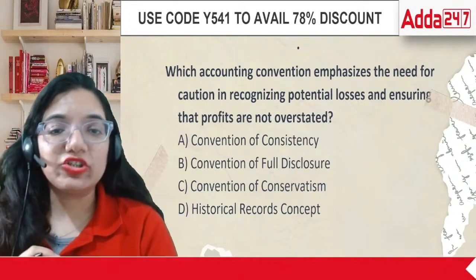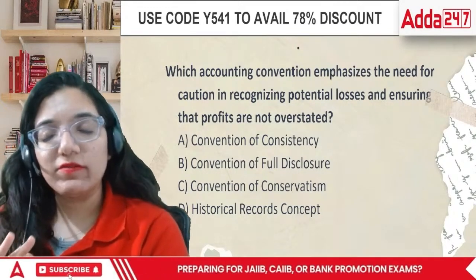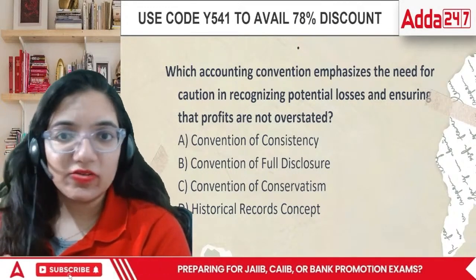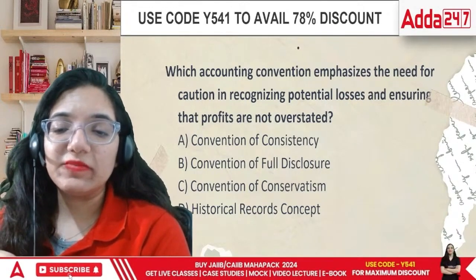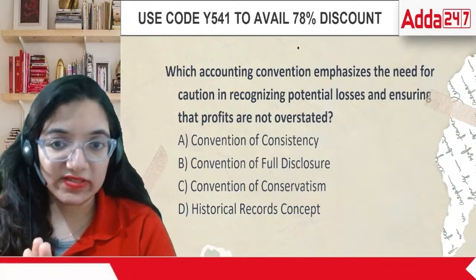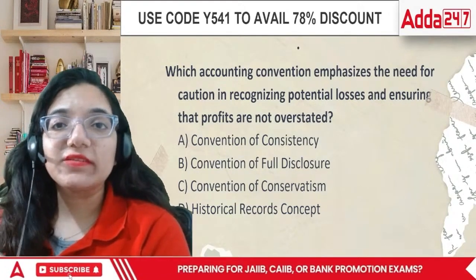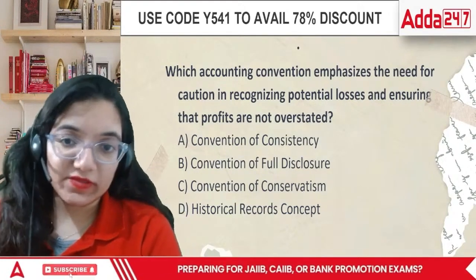Consistency, the convention of consistency talks about if you are following method A, please continue with it, don't switch to method B. Then convention of full disclosure, that means you have to clearly disclose everything that we are stating. Convention of conservatism, anticipate the losses but not profits.